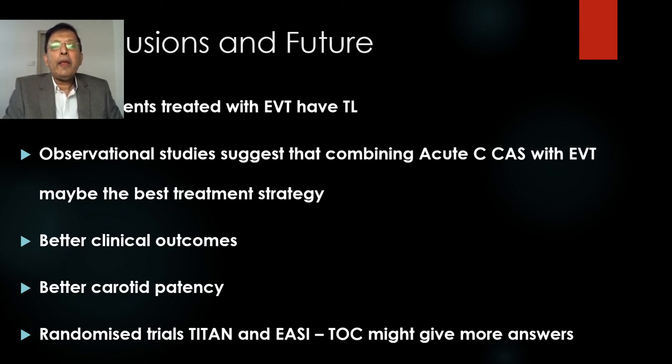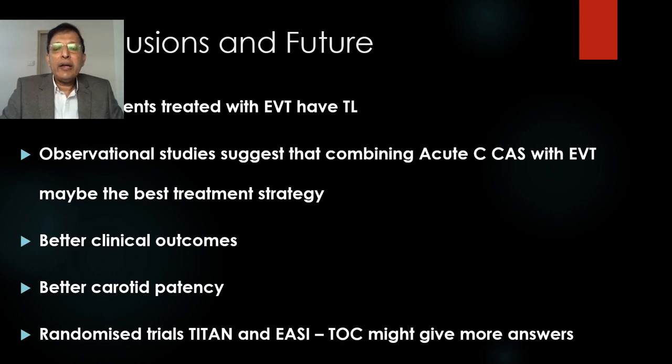Observational studies suggest that when you combine an acute carotid artery stenting with endovascular thrombectomy, that may be the best treatment strategy, but it may be left to the treating physician depending upon the status of the carotid or the prevailing circumstances in that particular case. The outcomes are much better if you combine an acute carotid artery stenting, with better carotid patency. Because one of the problems is when you leave the carotid like that, you never know whether it will get occluded.